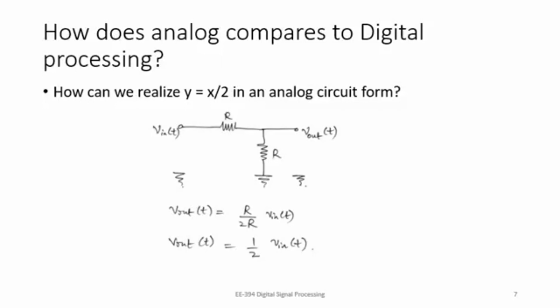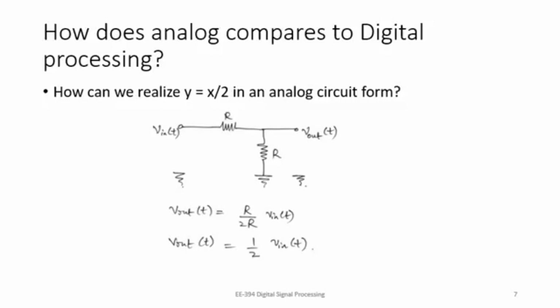So obviously there are many ways of doing it, but a simple manner is to use a voltage divider circuit where we use two resistors of the same value, and we attach them with the input, and we take the output against one of the resistors. Now if you want to model this, it is termed as V out is equal to R over 2R V in, and obviously this makes it V out is equal to half of V in. Now this is the analog way of doing it.